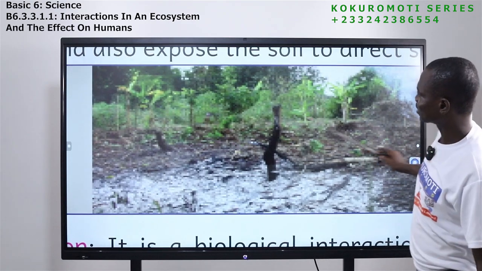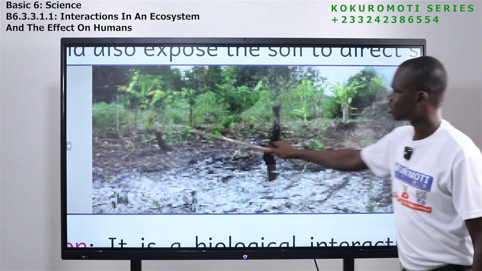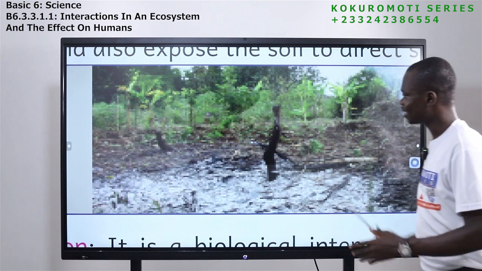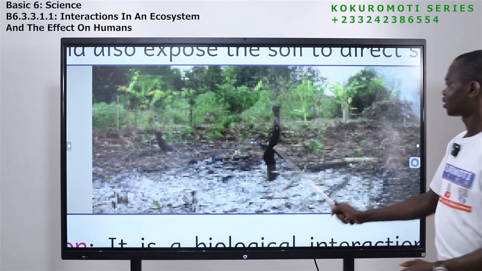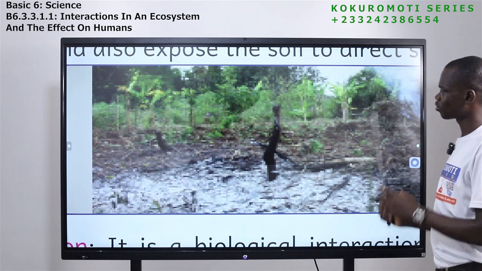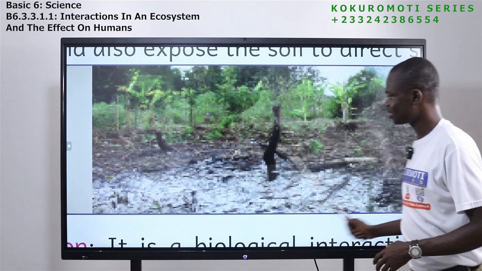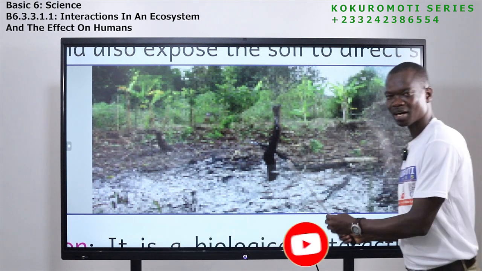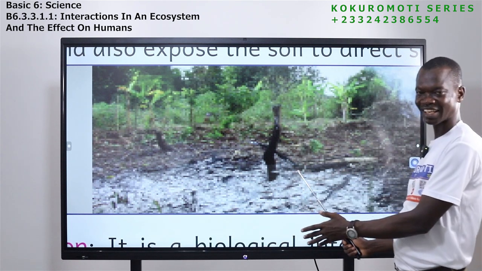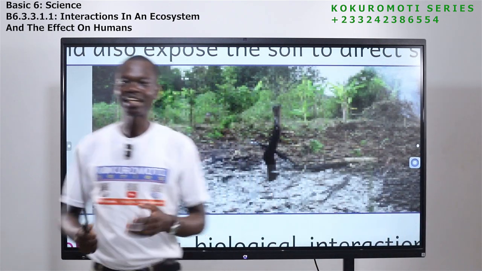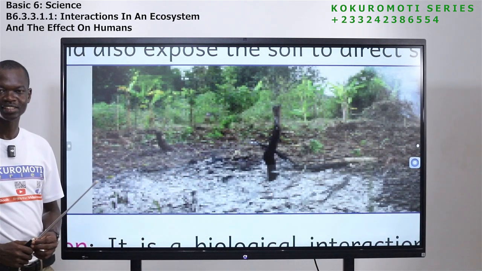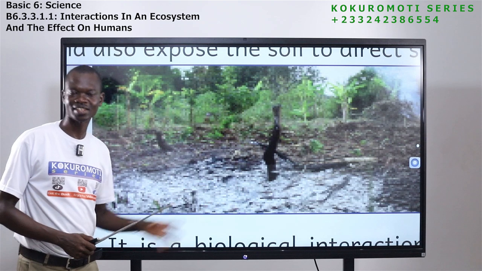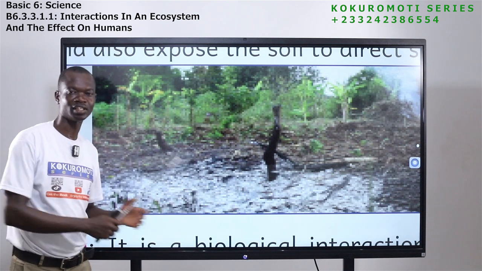You can see that this side has been cleared. All the trees here, all the plants here have been cleared. They have been chopped, dried and burnt. So you can see this side is clear for farming. What happens is that the interaction here, now all the trees are no more here. The animals that used to stay here, they are no more here. During burning, there are some tiny animals that will be affected. So you see, farming activities also have effects on living things in the forest, in other ecosystems.